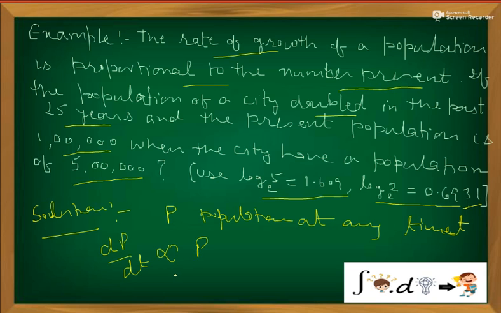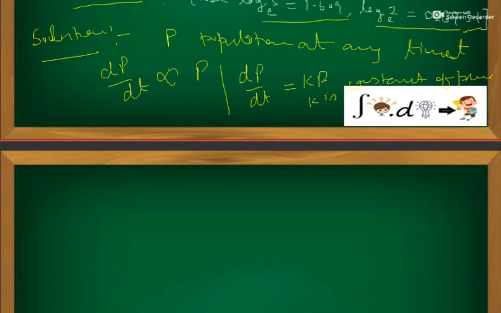And when we remove this proportionality sign, it becomes dP by dt is equal to kP, where k is the constant of proportionality. Whenever we remove the proportionality sign, we apply a constant here. Okay, and now we move towards the next step.